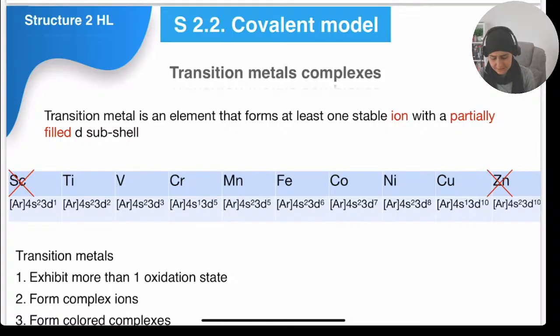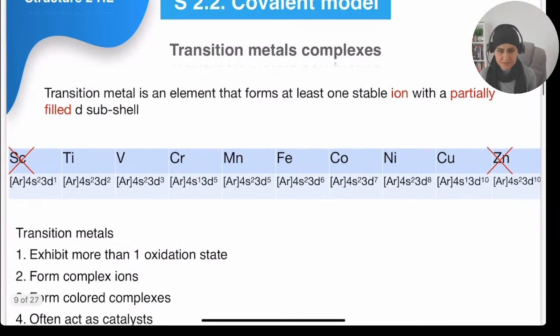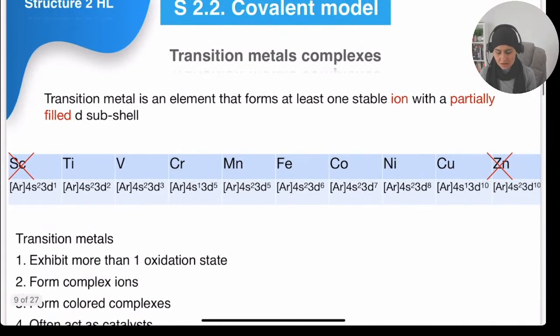Right, this is HL content: transition metal complexes. So, definitions. Transition metals are elements that form at least one stable ion with a partially filled d subshell. Form at least one stable ion with a partially filled d subshell. Guess what is the most common mistake? And in A level, that mistake sometimes costs 6 marks.